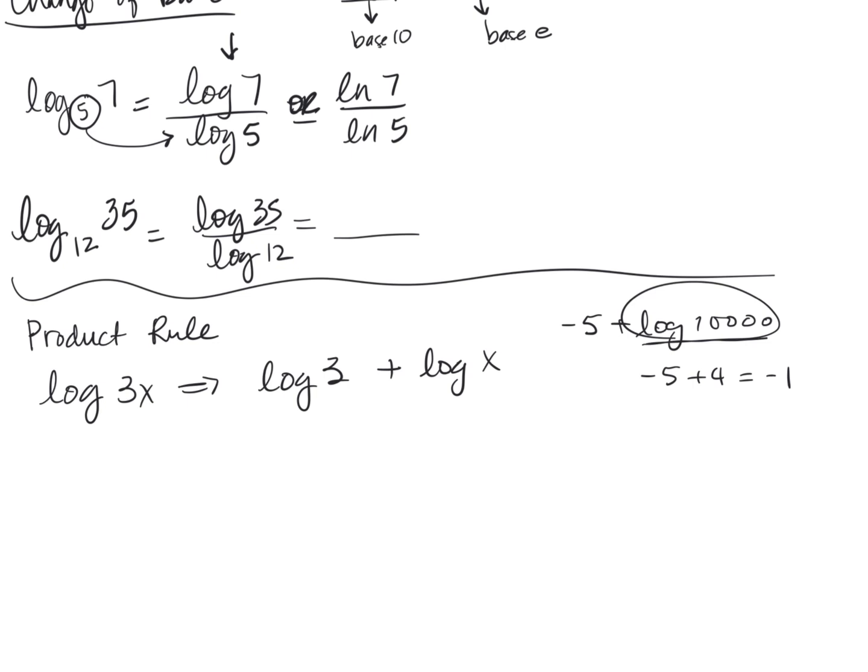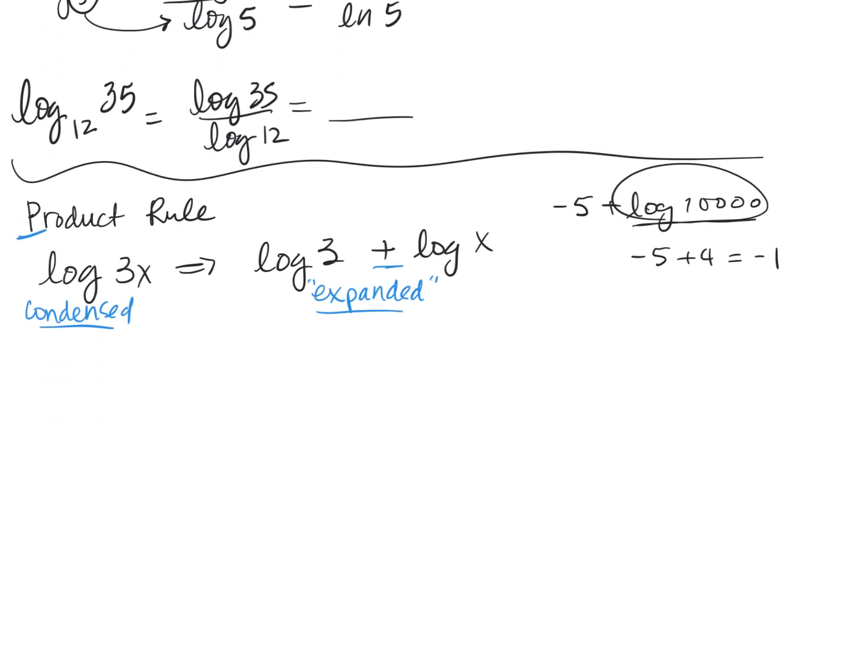Now, this is considered the condensed version because it's got one logarithm. This is considered the expanded version because it's multiple logarithms. So, how do I remember that? Product rule, plus sign.